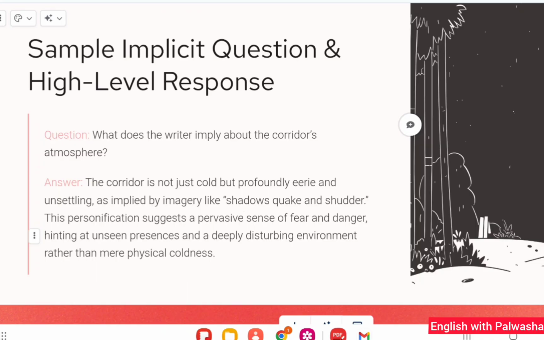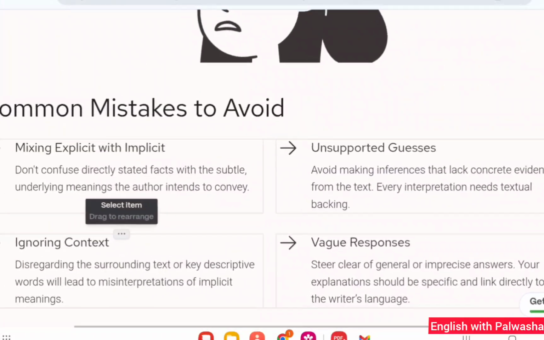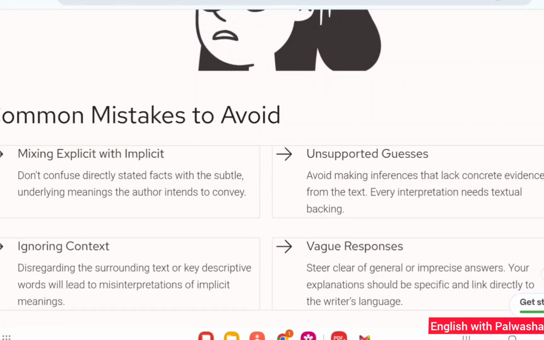Always you have to extract the example from the text in the implicit questions to give clarity. Please keep this thing in your mind. This personification suggests a pervasive sense of fear and danger, hinting at unseen presences and a deeply disturbing environment rather than mere physical coldness. Moving on towards the common mistakes which you have to avoid, these four: mixing explicit with implicit.